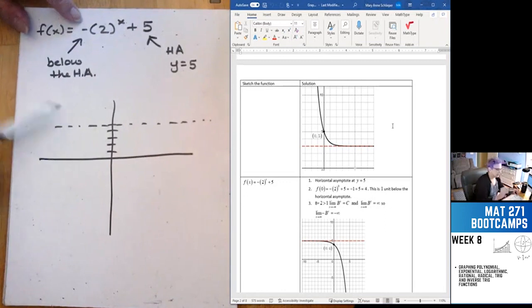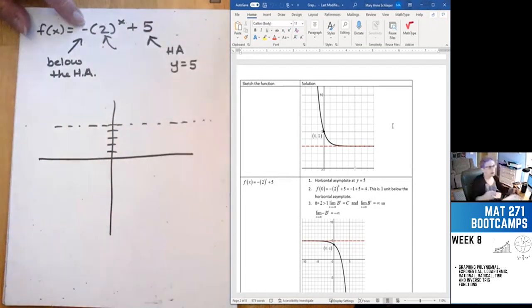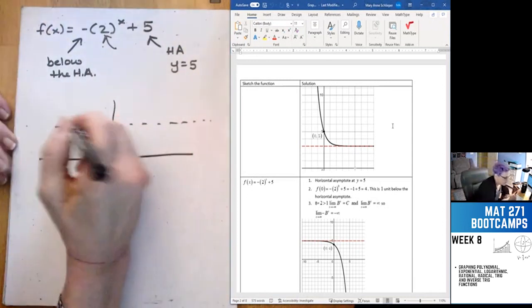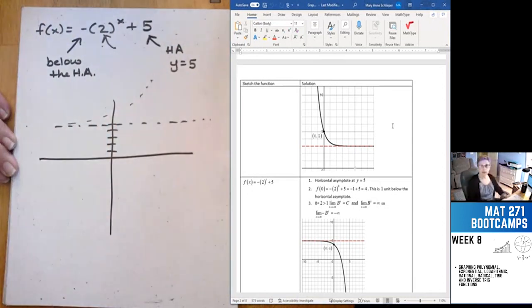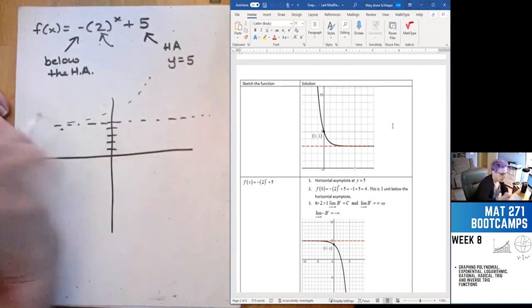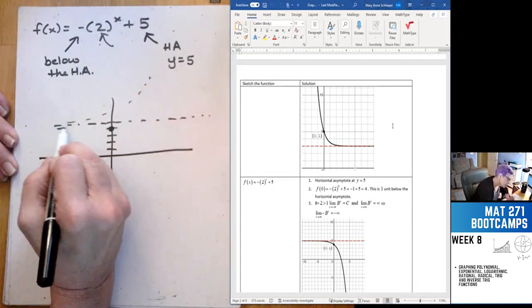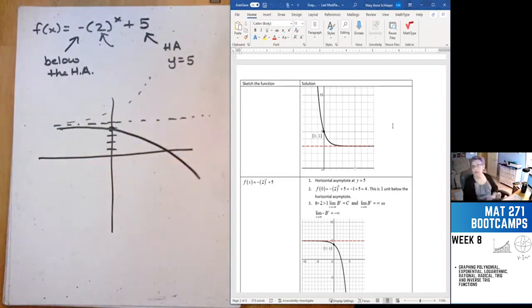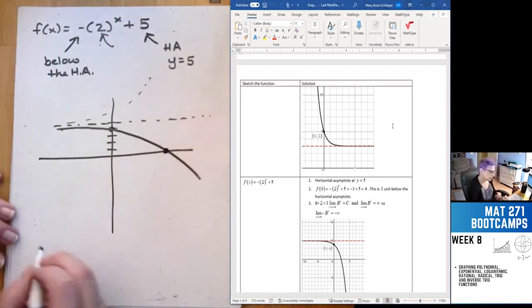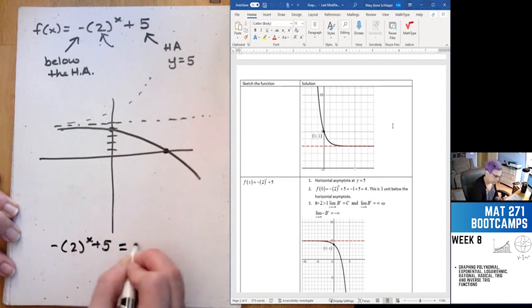Now it lives below, and I usually just go ahead and look at this number and think about what it would do if it lived above the horizontal asymptote. If it lived above, it would go like this. So by living below the horizontal asymptote, it's going to go down, and this is going to be 1 unit below. So we look something like that. And again, you could figure out what this point is by setting negative 2 to the x plus 5 equal to 0.